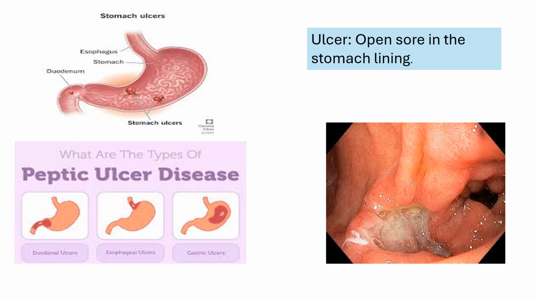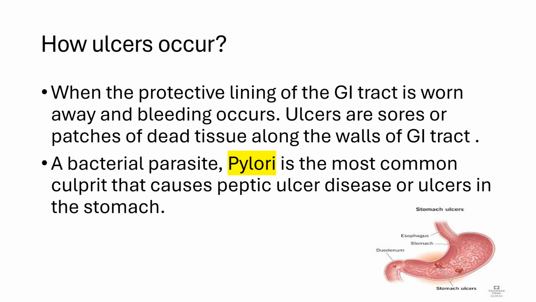There's a duodenal ulcer, esophageal ulcer, and gastric ulcer. So you can see the stomach ulcer is in the lining of the GI tract. It is inside the stomach, and the lining of the stomach is worn, eaten, ruptured, and is now not smooth. So let's discuss how it happens.